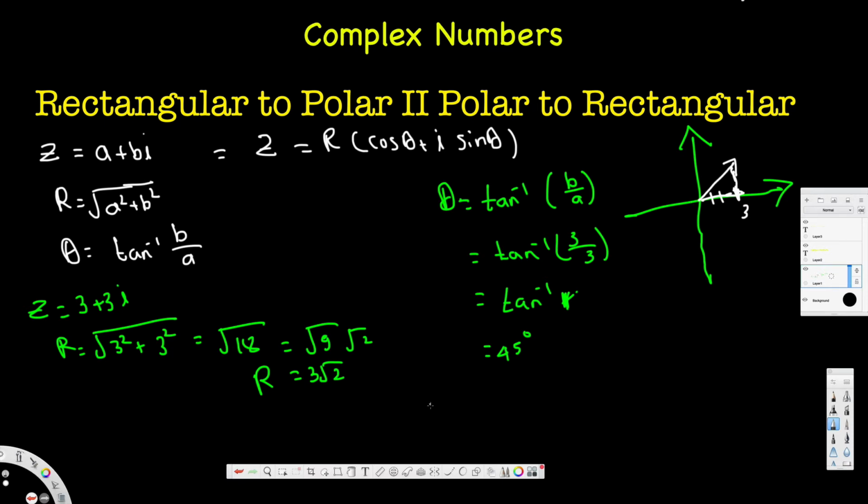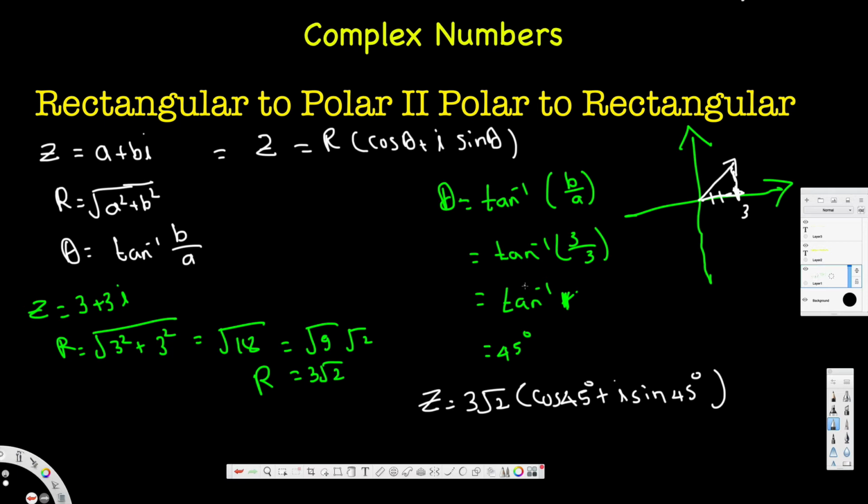So the final answer is z is equal to r, which is 3 root 2, times cosine theta, that is cosine 45 degrees, plus i sine 45 degrees, and that's our final answer. And this formula doesn't always work. We are going to see that situation, and also we are going to see that you have to be careful about the quadrant you are in. When the quadrant is different, the angle is going to change. Now let's look at those kinds of examples as well.